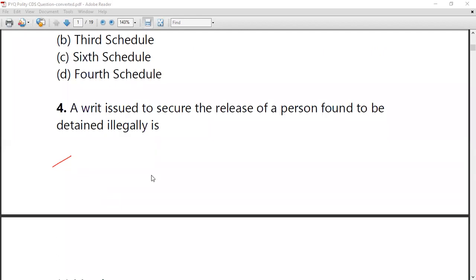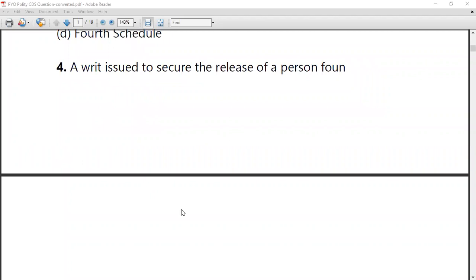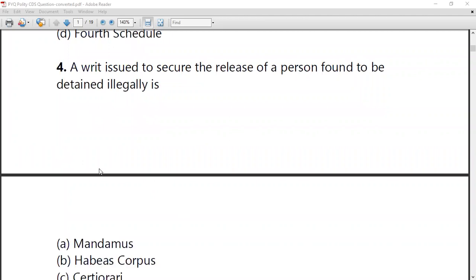A writ issued to secure the release of a person found to be detained illegally is habeas corpus. There are a total of 5 writs, which you have just now seen. We have taken it from the Constitution of Britain, that is the British Constitution. So a writ issued to secure the release of a person found to be detained illegally.